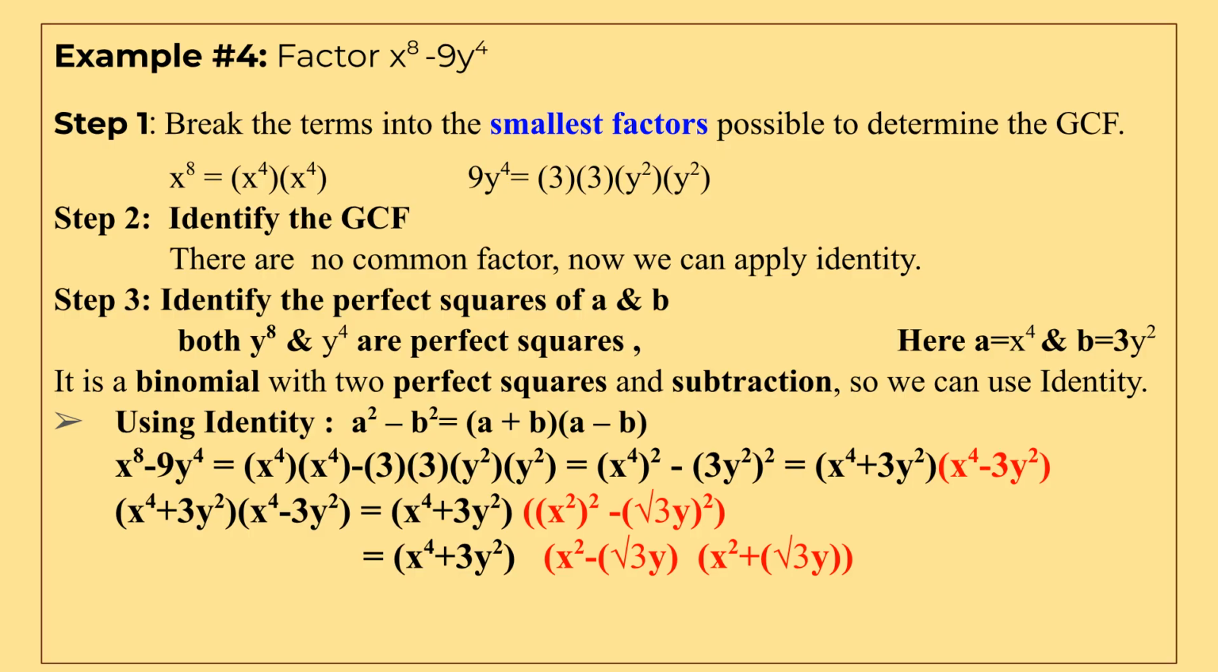3 is not a perfect integer square. By using the square root of 3, it follows the same pattern. x to the power 4 is x^2 squared, and 3y^2 is square root of 3 y squared. So x^4 minus 3y^2 becomes x^2 minus square root 3 y times x^2 plus square root 3 y.